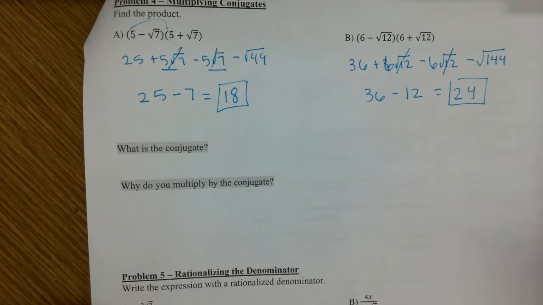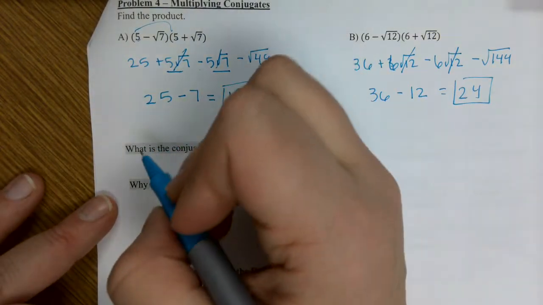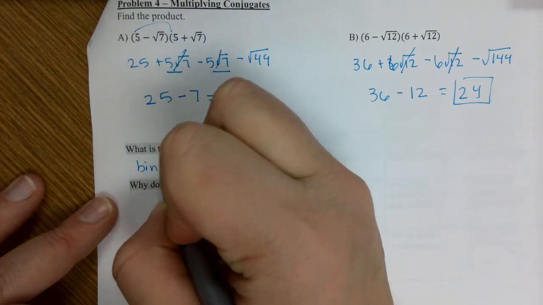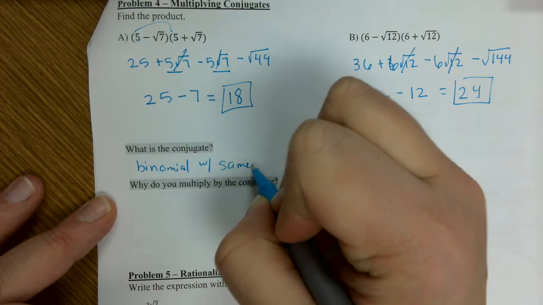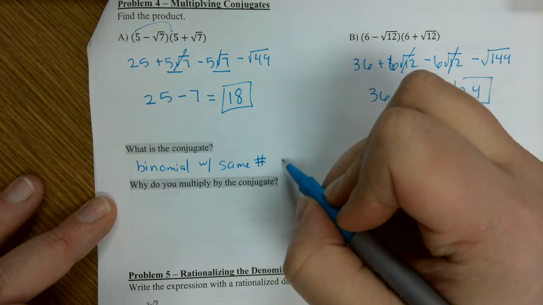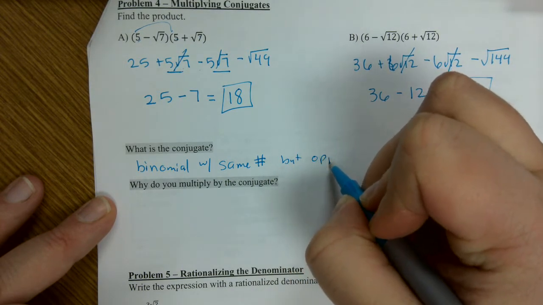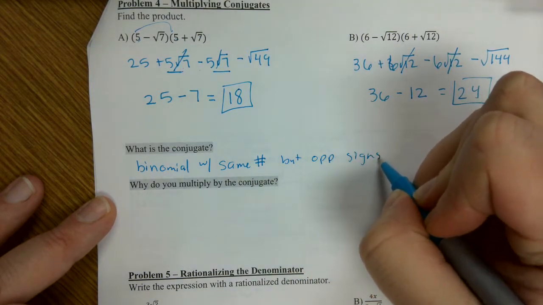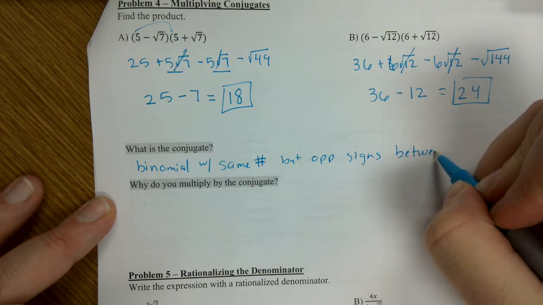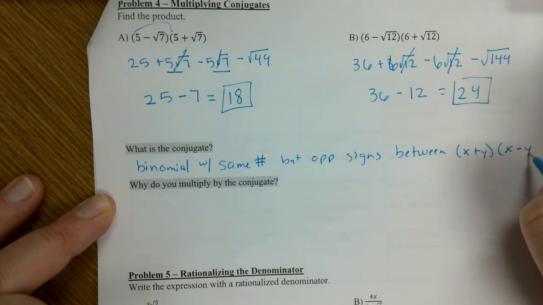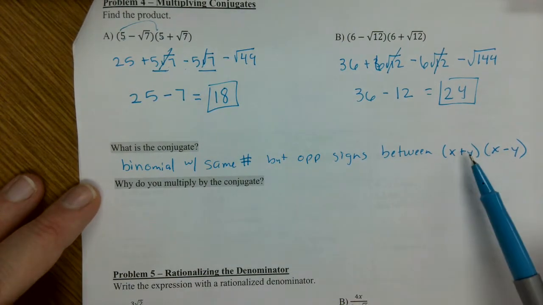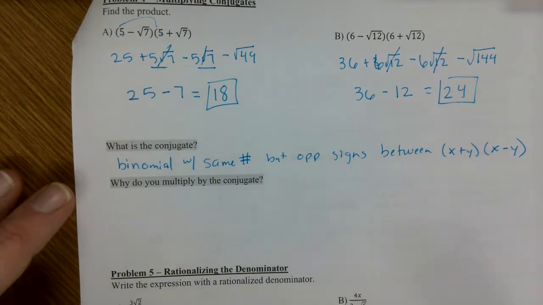What is the conjugate? When you're looking at a conjugate, it has a binomial with same numbers, but opposite signs between. So like x plus y, x minus y. Same numbers, opposite sign between.